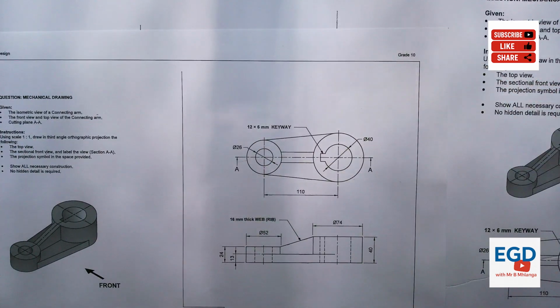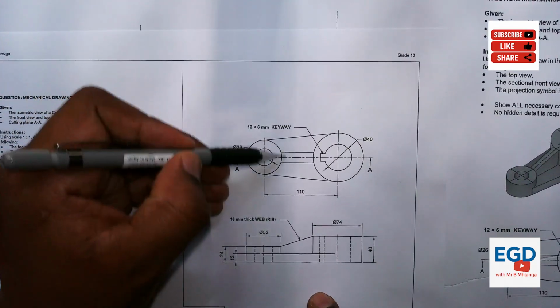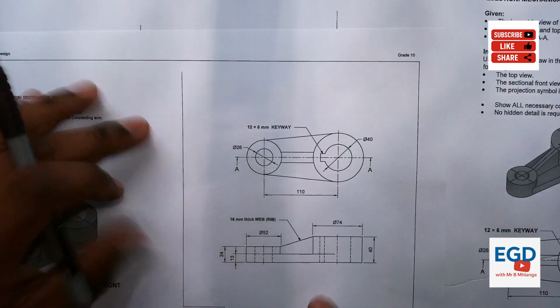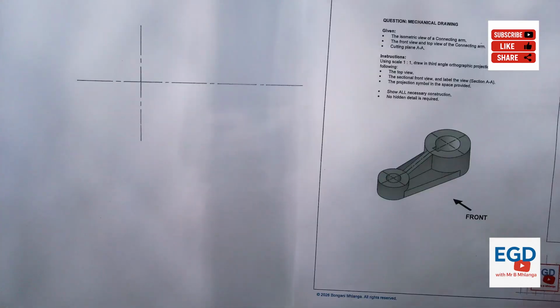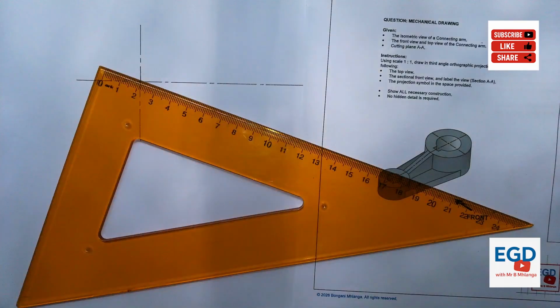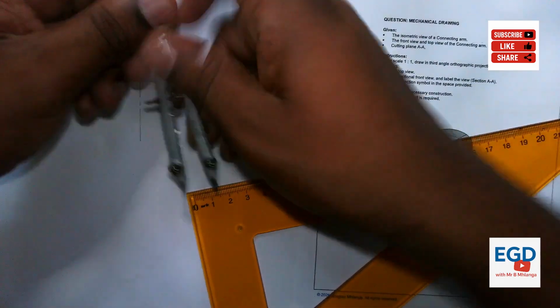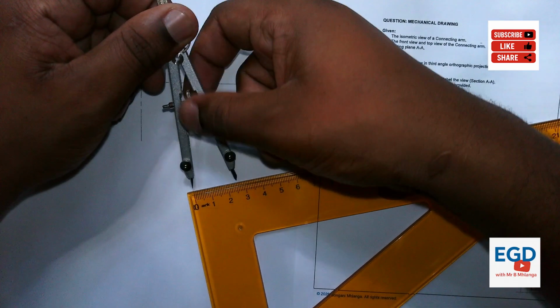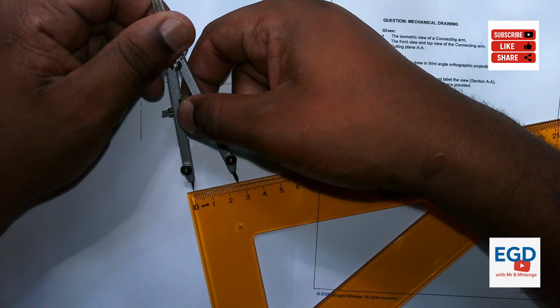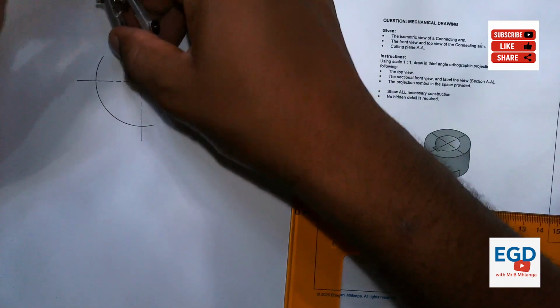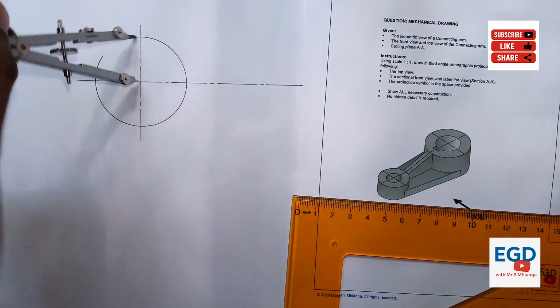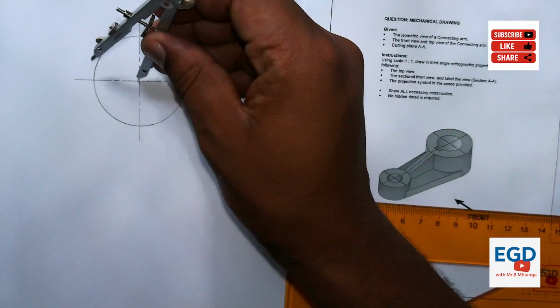I'll take my compass. If you check, I have a circle there, and the diameter of that circle is given from the front view. It's 52. So I'll take my compass and measure half of 52, which is 26. So I'll just adjust my compass to 26 there. All right, and then draw the circle. So just draw the circle there. Oh, it's not complete.